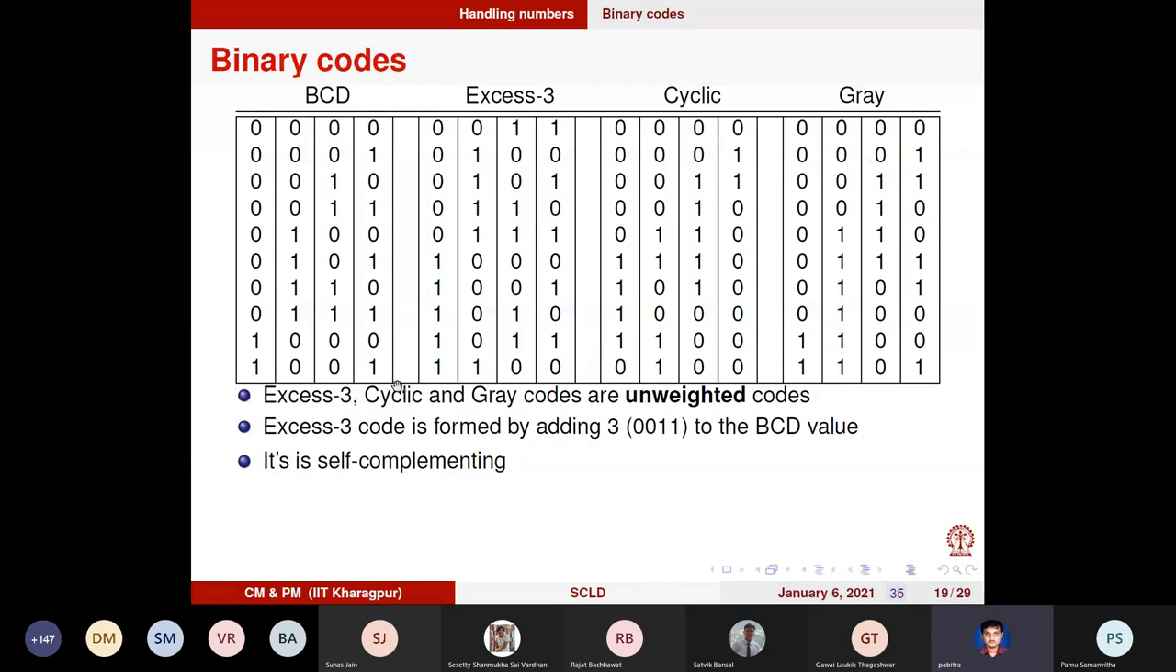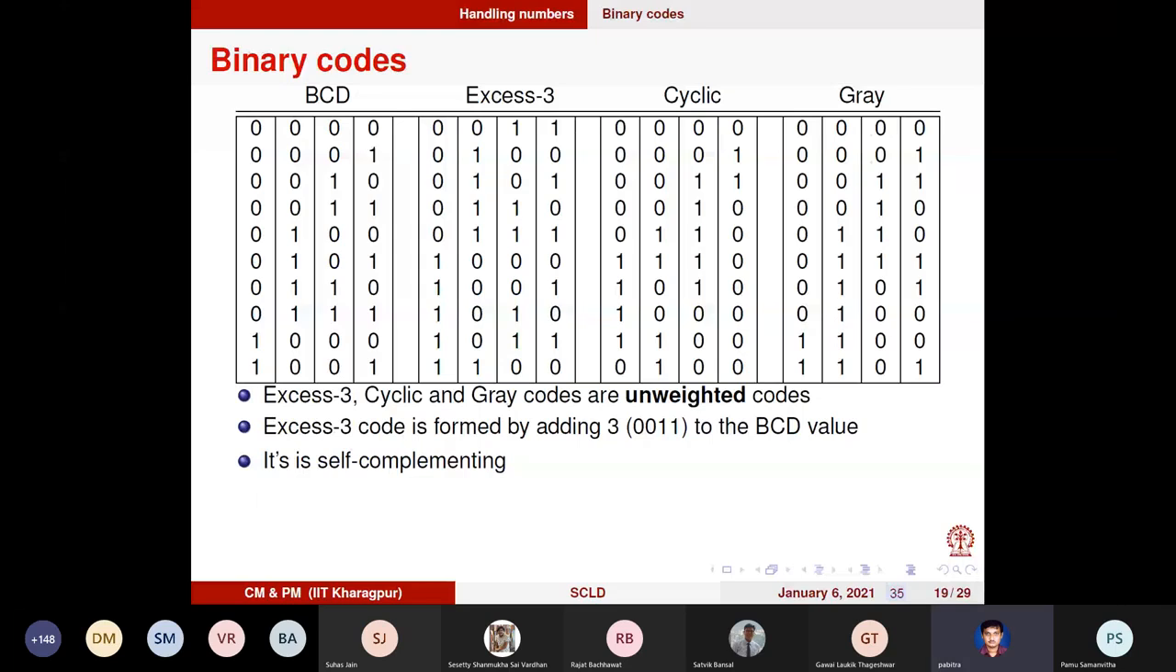Okay, so naturally you can see that this is not a weighted code, because I have taken a weighted code and I have shifted it. I have added 3 to every code word to get this, so that it's not a weighted code.